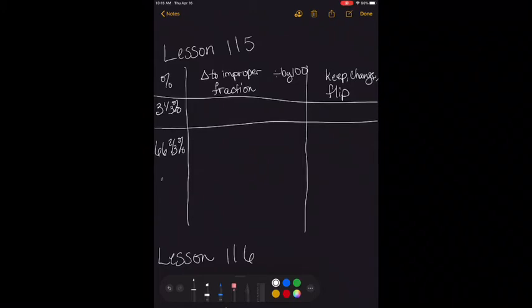So the first thing you want to do when you have a problem like that is to change your mixed number to an improper fraction. Then you divide by 100, keep, change, flip, and then you can reduce your answer. So let's start with 3 1/3. What is 3 1/3 as an improper fraction? Well, we have to multiply 3 times 3 plus 1. So that makes 10 over 3.